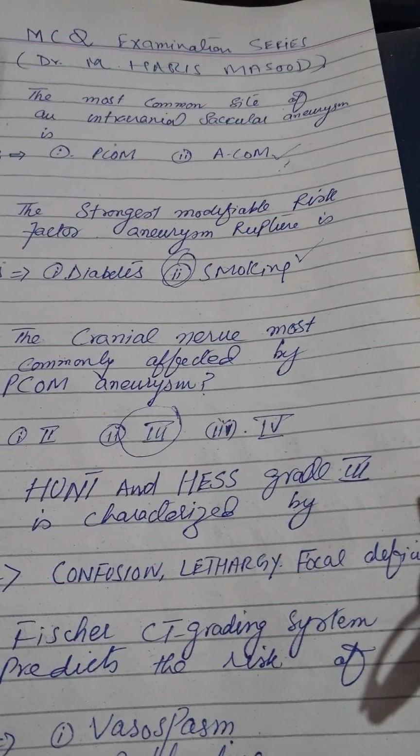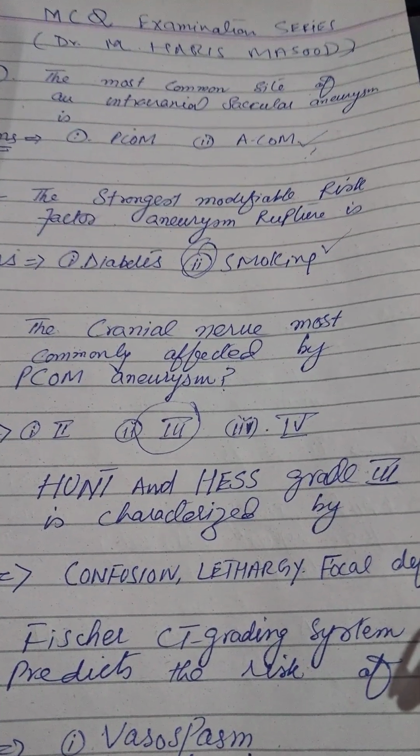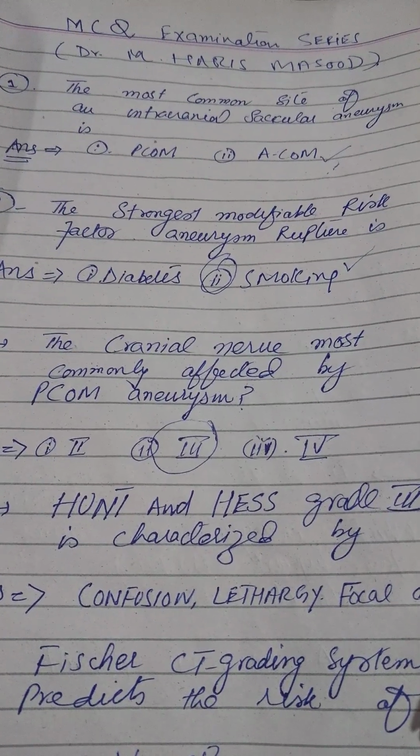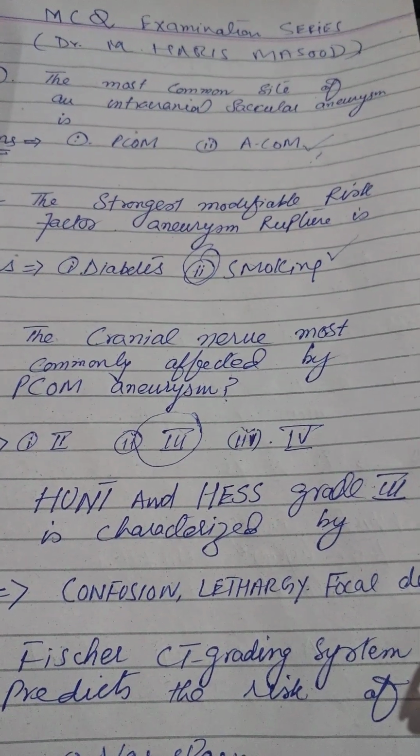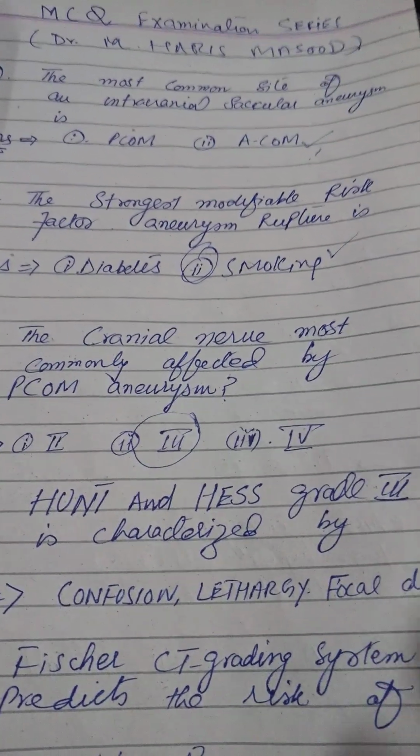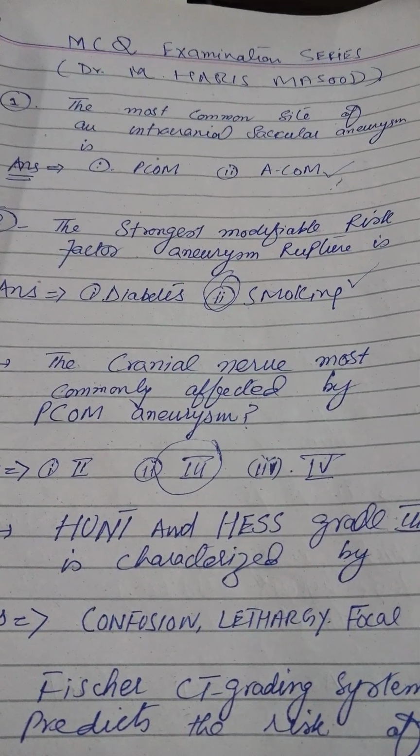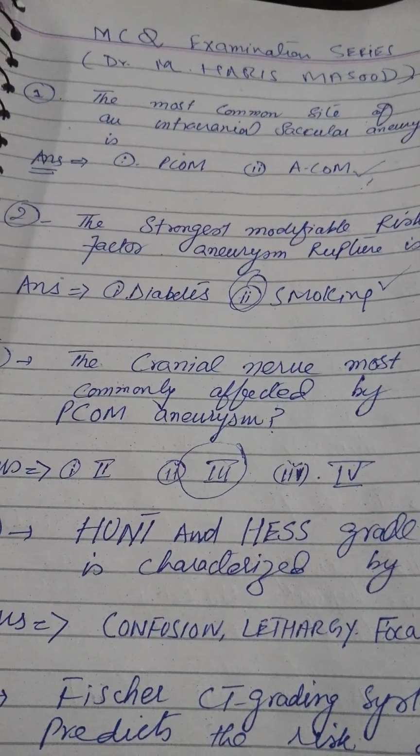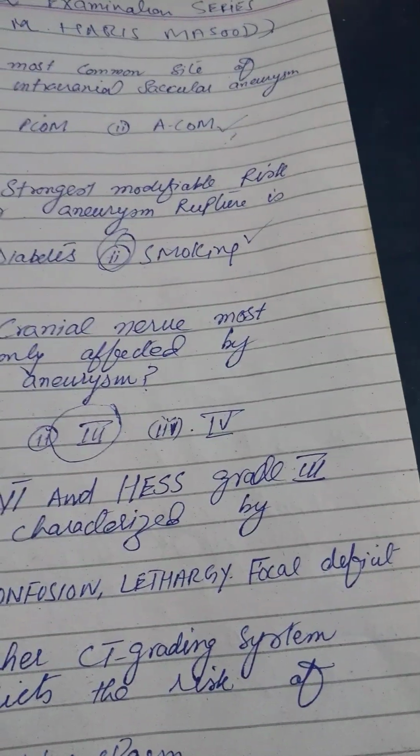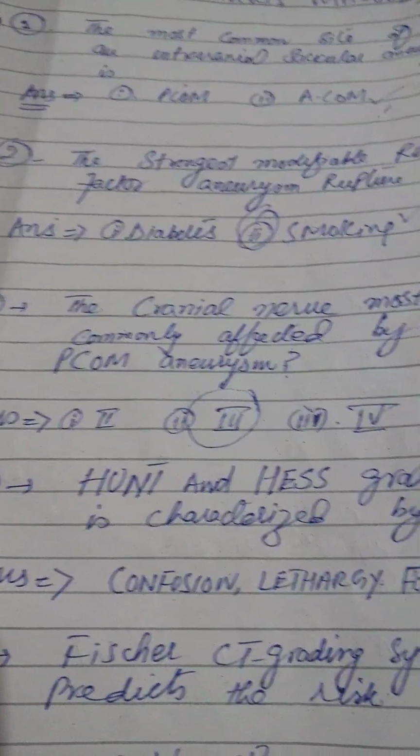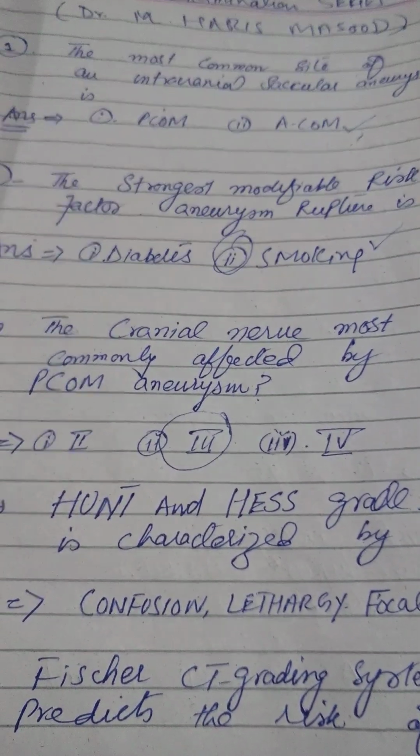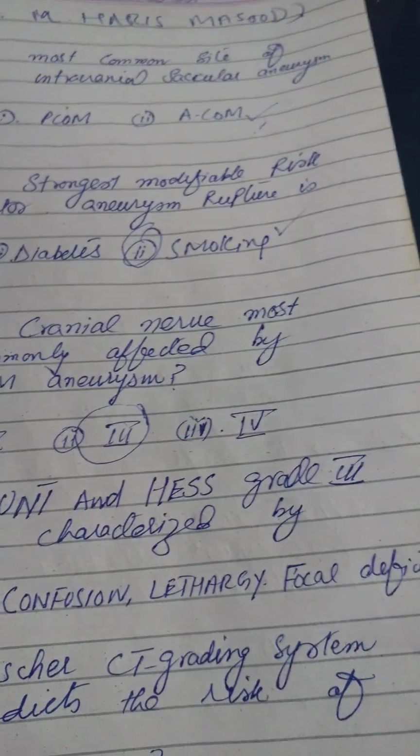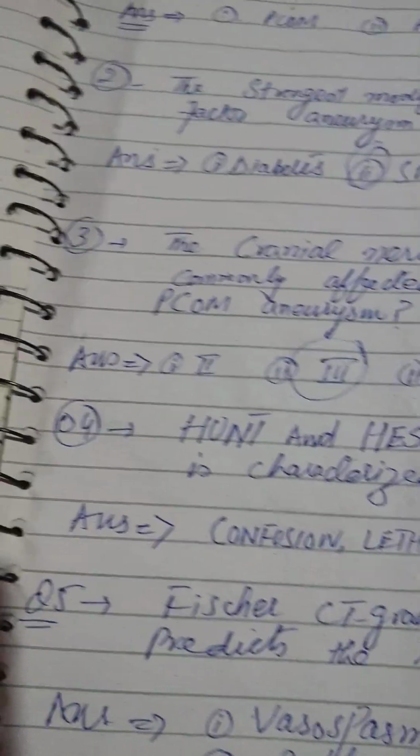Hunt and Hess grade 3 is characterized by... Hunt and Hess is a grading system and it has 5 grades: grade 1, 2, 3, 4 and 5. So whenever grade 3 is asked, it has confusion, lethargy and focal neurological deficit. Hunt and Hess grade 3 is characterized by confusion, lethargy and focal deficit.